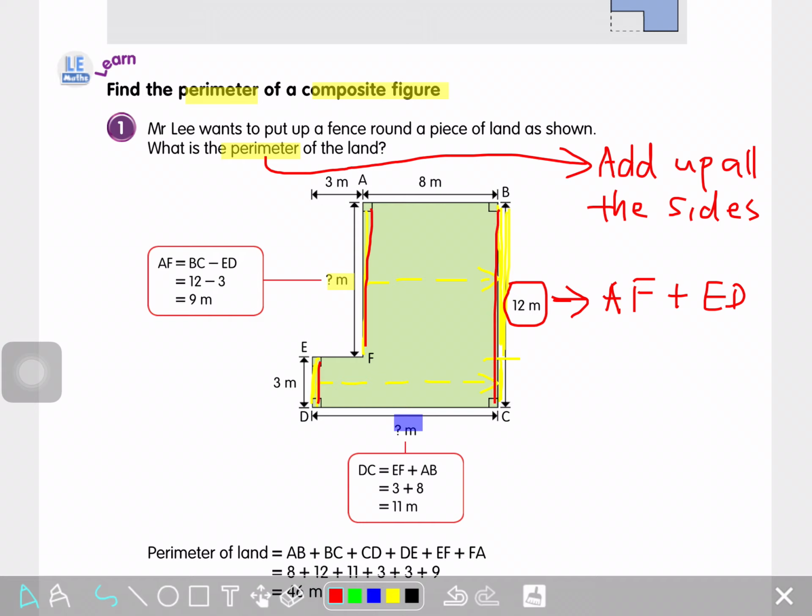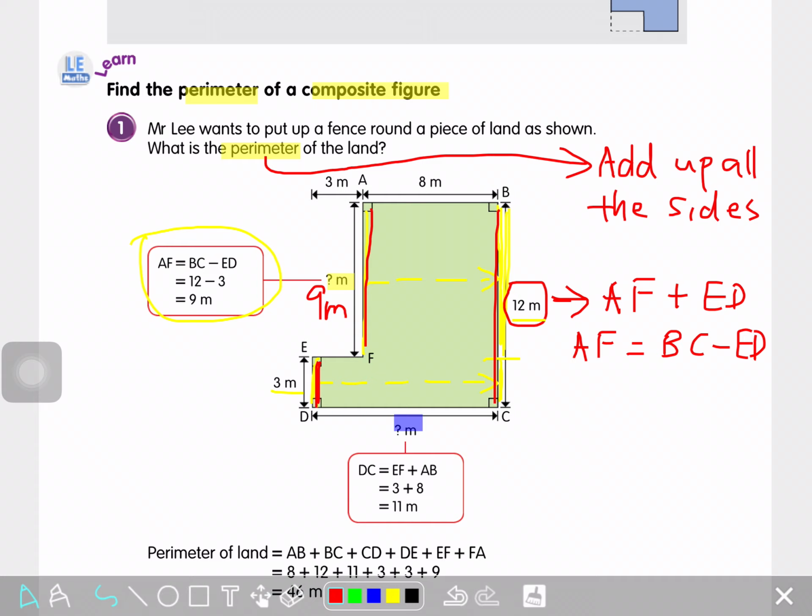So if I want to find AF, I can take BC minus away ED, the small part here, and then I'll get AF. So that's why it's written here: AF equals BC minus ED. We take the 12 meters, take away 3 meters, and we get 9 meters. So AF is 9 meters.